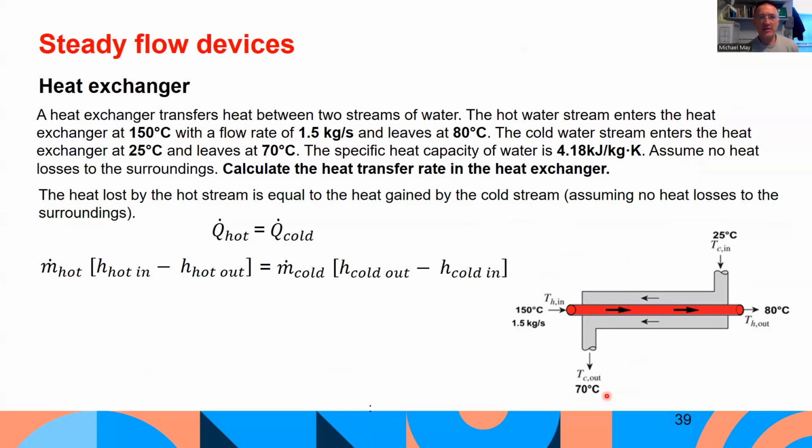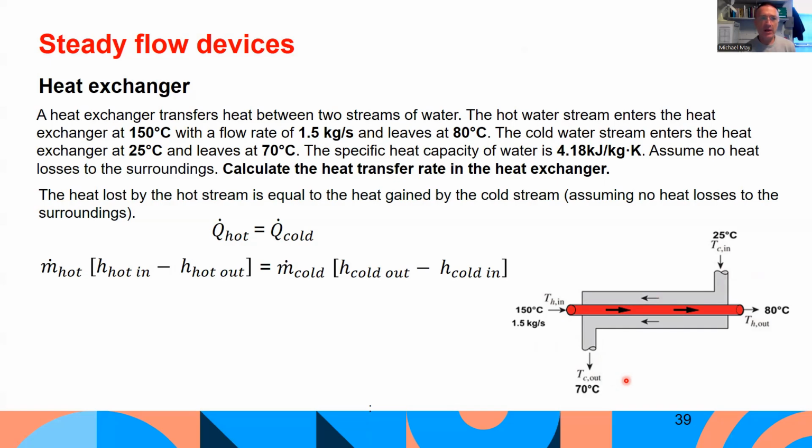So a heat exchanger transfers heat between two streams of water. The hot stream enters the heat exchanger at 150 degrees with a flow rate of 1.5 kilograms per second and leaves at 80 degrees. So that's 150 there coming out at 80 degrees. The cold water stream enters the heat exchanger at 25 degrees here and leaves at 70 degrees. The specific heat capacity of the water is 4.18 kilojoules per kilogram Kelvin. So assume no heat losses to the surroundings. Calculate the heat transfer rate in the heat exchanger.